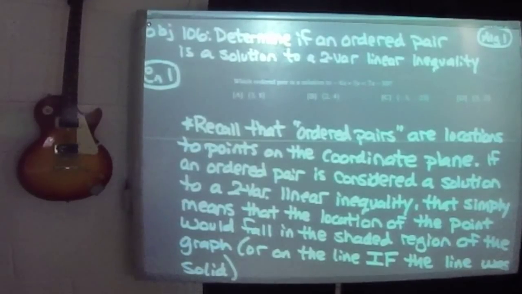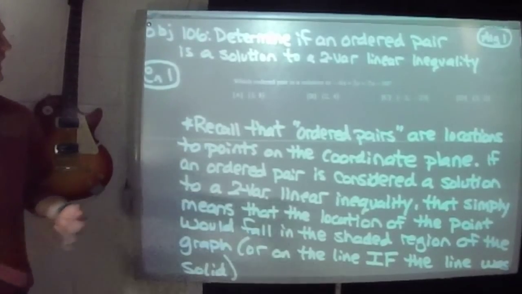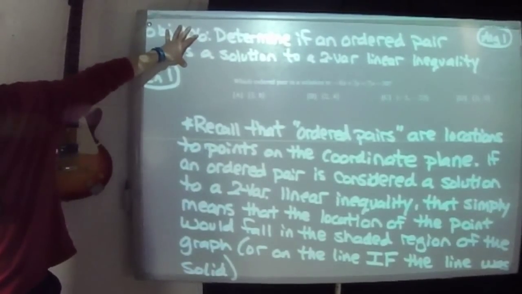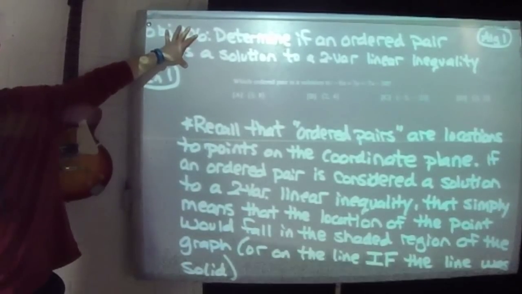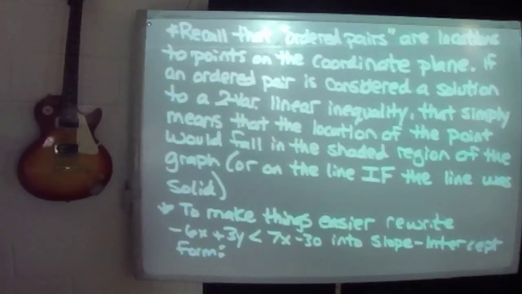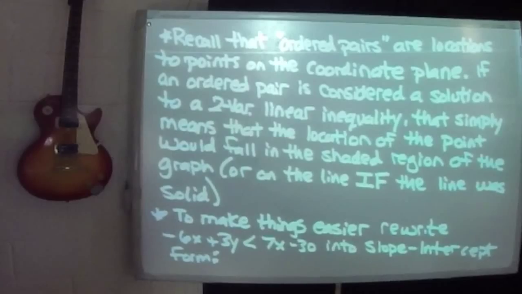Okay, here we go. Objective 106. We've been talking about inequalities. This one is a little bit different. What they're going to do is give you an ordered pair, and you're going to be asked, is that the solution or not? So we've got to talk a little bit about what that means. Determine if an ordered pair is a solution.